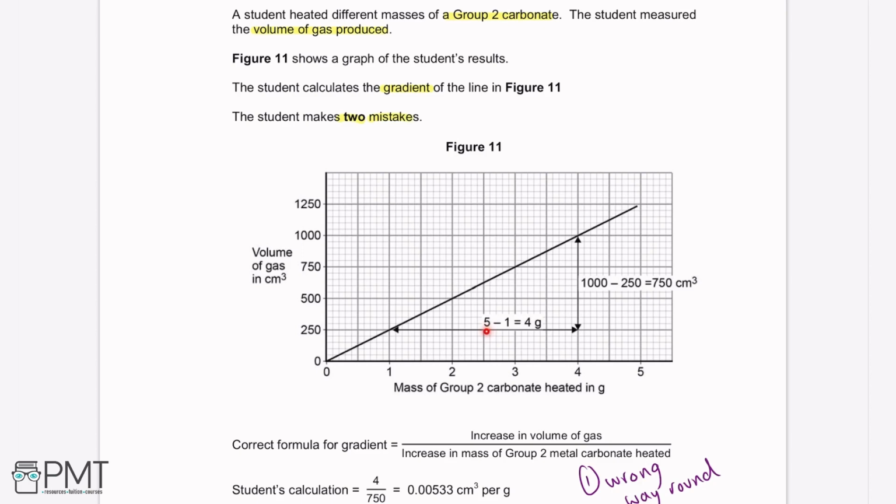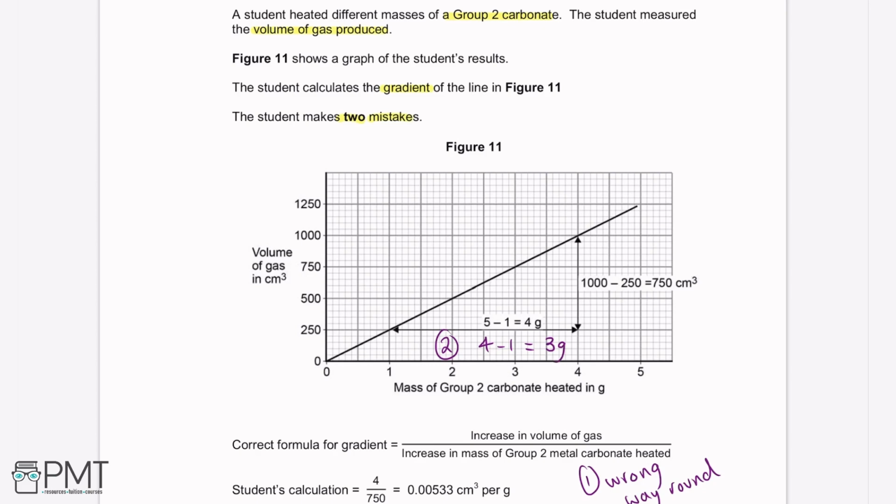Because yes, 5 minus 1 is 4, but that's not what we needed to work out here. We needed to work out 4 minus 1, right? Because where the student has constructed that triangle, the triangle starts at 4 grams, not 5 grams. So the second mistake is the student needed to do 4 minus 1, which is 3 grams.